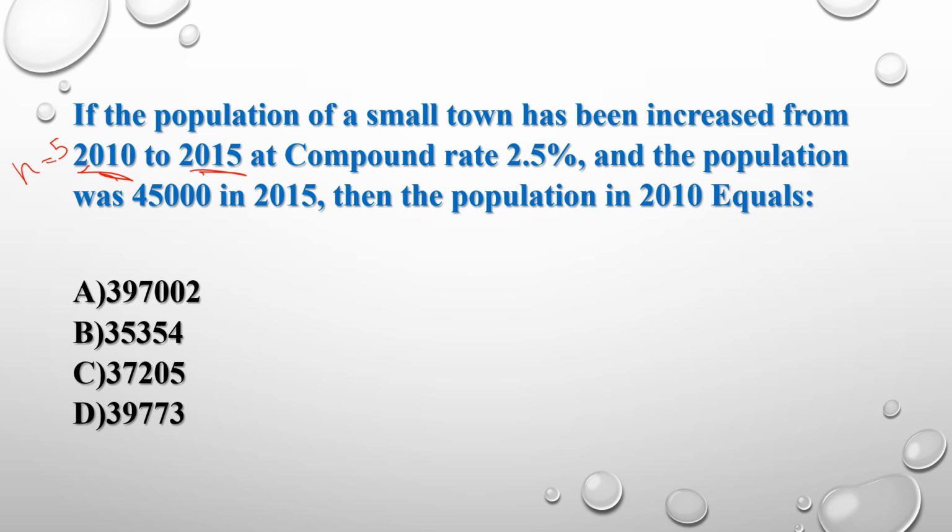So the population increased during 5 years to become 45,000 persons in 2015. He's asking you about the population in 2010. If we consider the $45,000 as a future value, then we need to find the present value. And the rate here, or the i, equals 2.5%.